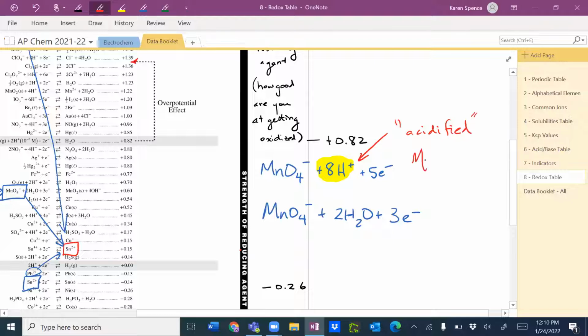Acidified MnO4 minus. Otherwise we cannot use the one at the top of the table. This one, because it's just reacting with water, would be in neutral or basic solution.